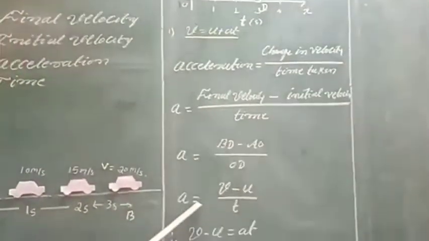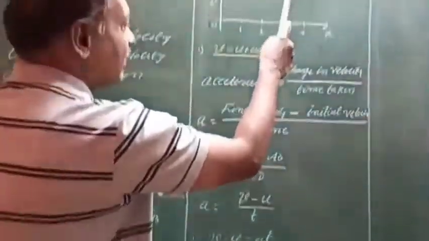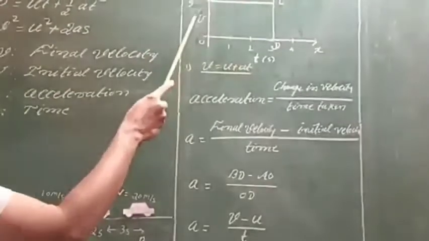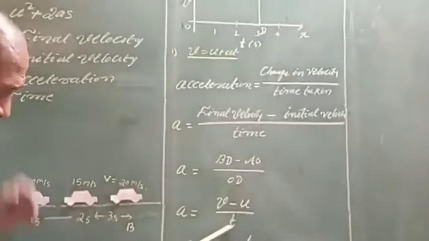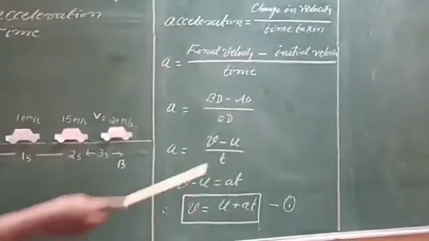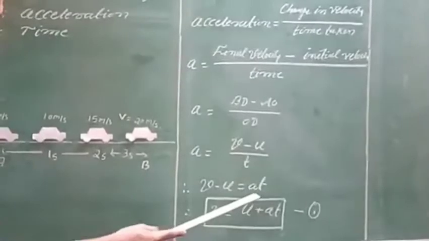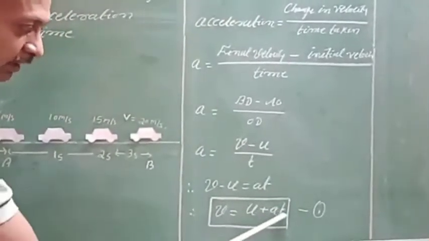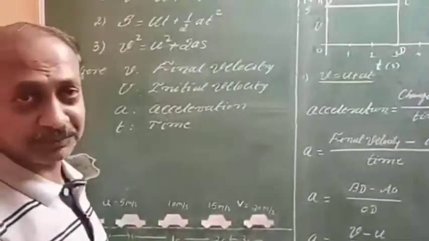Therefore, A is equal to, what is BD here? BD is the final velocity, let us call it V. AO is the initial velocity U, divided by OD, which is T. Now change the subject of this equation. V minus U is equal to A into T, AT. So the final equation we are getting is V = U + AT. This is termed the first equation of motion.